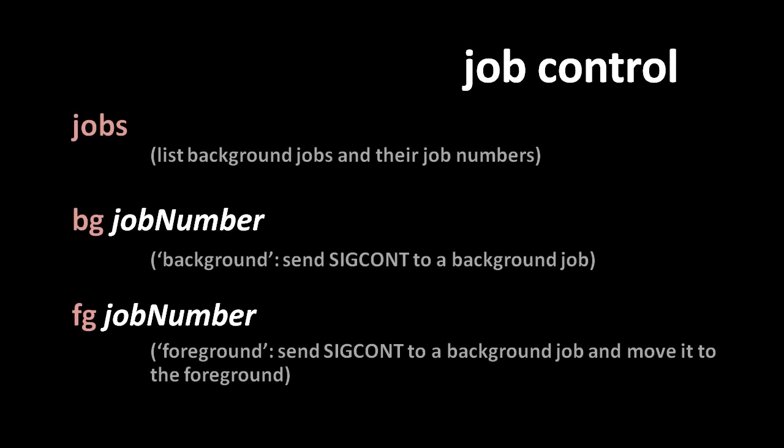Lastly, we have the command fg, as in foreground, whose name correctly implies that it moves a job from the background to the foreground. And in the process, it will also send SIGCONT to all the processes of that job. So with control Z and these three commands, you can control the jobs running in your session.